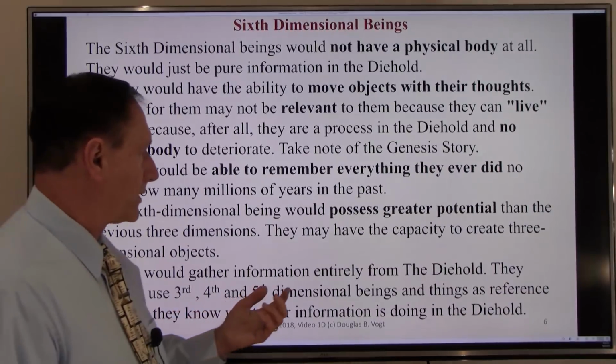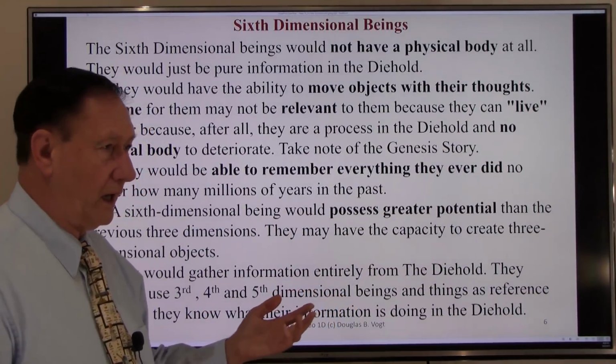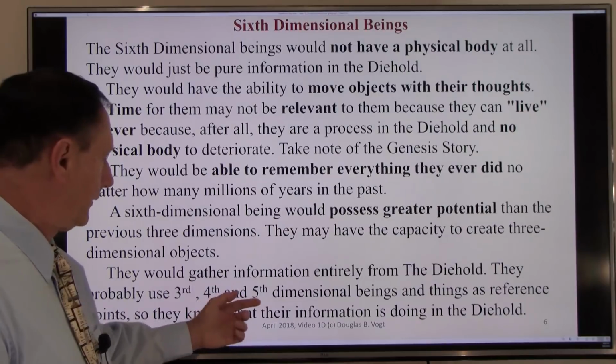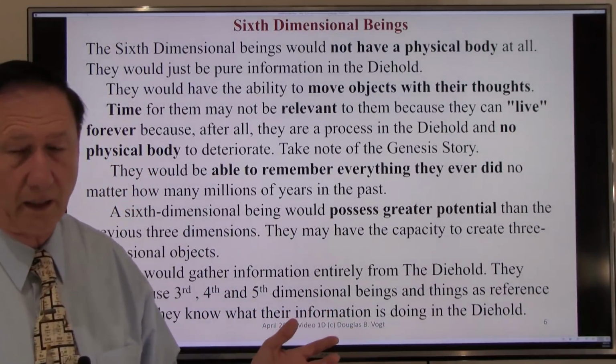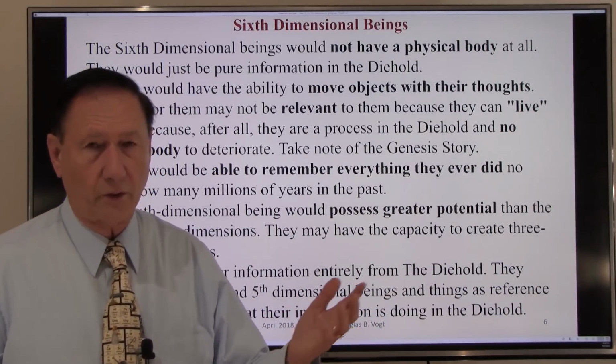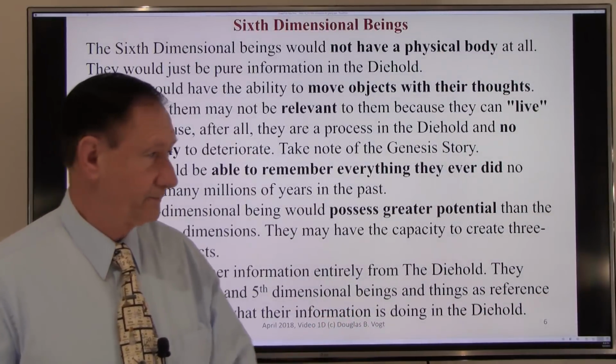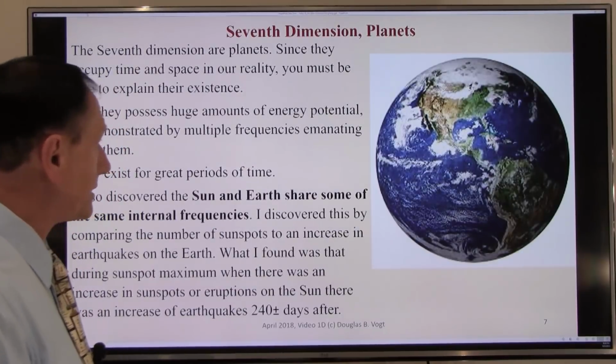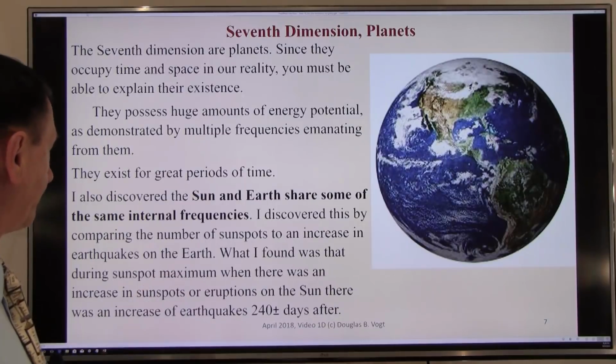They gather information entirely from the Diehold, but I think they use third, fourth, and fifth dimensional objects or beings as reference points to what they're doing. The sixth dimension, a planet.